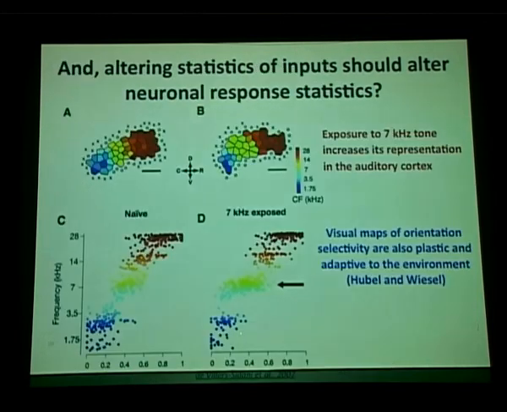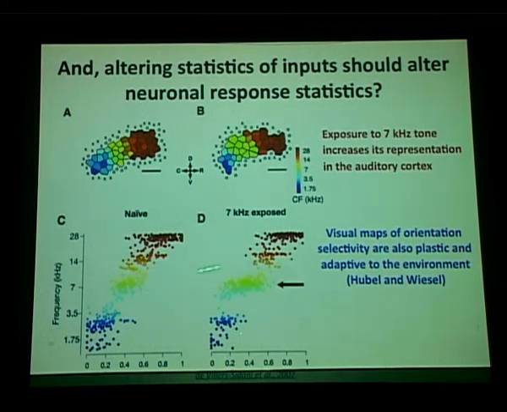The other way is to actively modulate the statistics of the information that is out there. This starts from the work of Hubel and Wiesel, of course. What they did was present the animal with only one orientation during the critical period, and the representation for that single orientation is going to be higher compared to the other orientations because of the skewed statistics in this rearing environment.